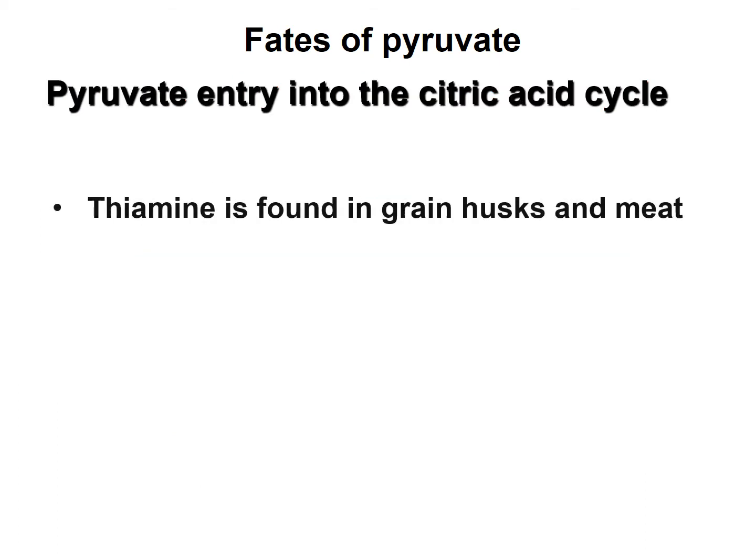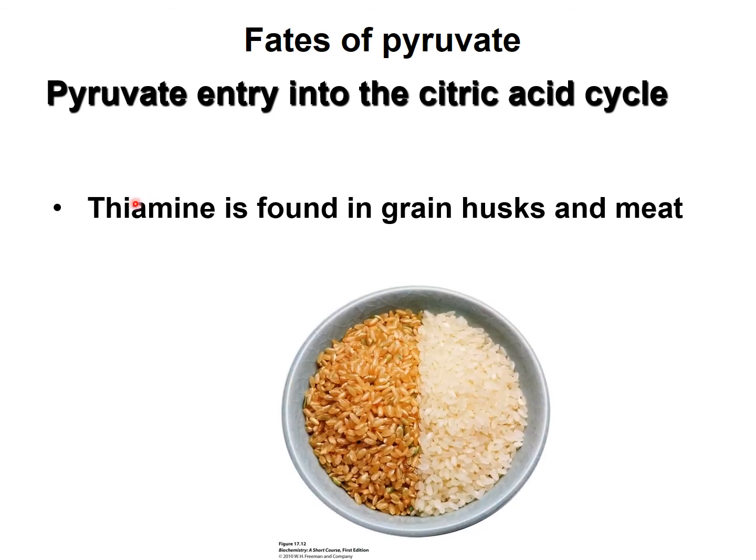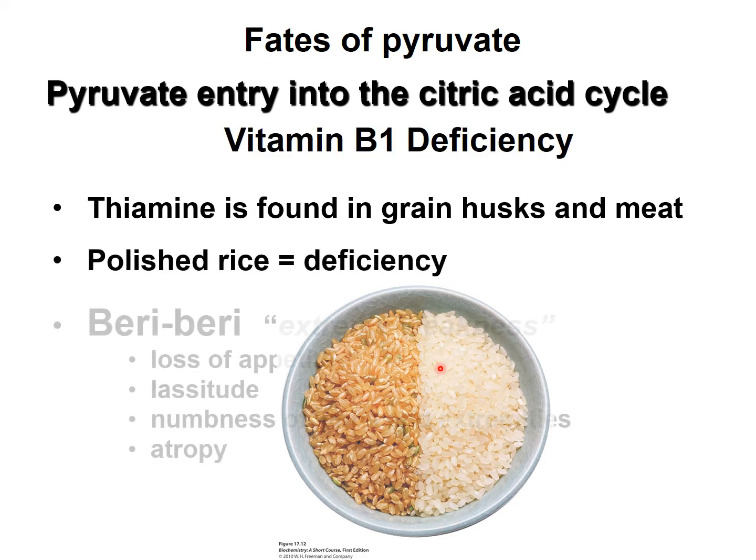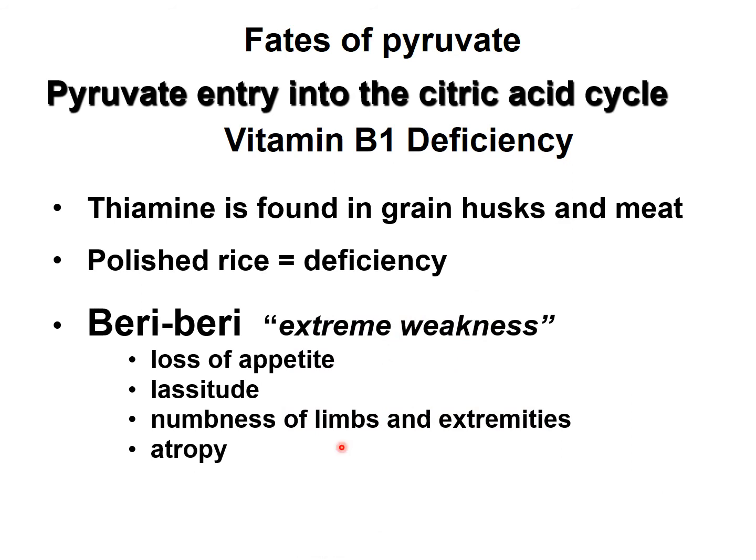Okay, thiamine or thymine is vitamin B1, and they are found in grain hulls and meat. But the problem is we don't really eat the hulls, but the polished rice. As a result, in certain areas where people do not eat meat, they might acquire deficiency in vitamin B1, which can cause beriberi. So beriberi is characterized by the loss of appetite because our bodies fail to digest the food molecule due to the lack of this coenzyme thiamine B1.